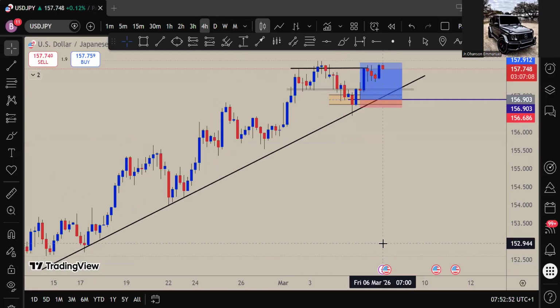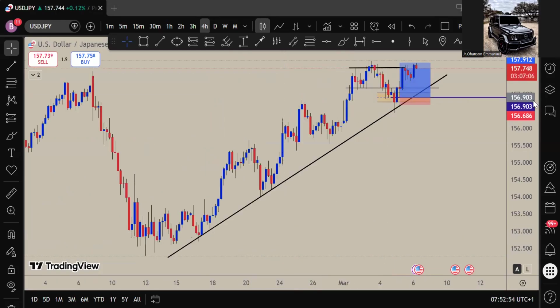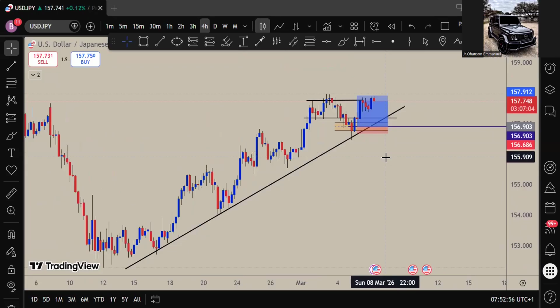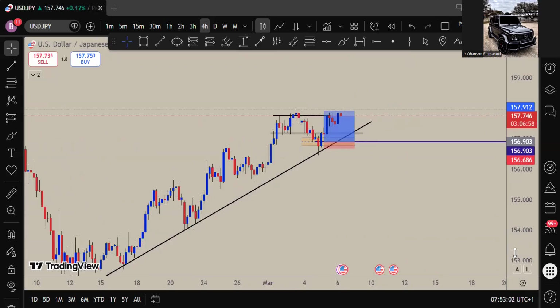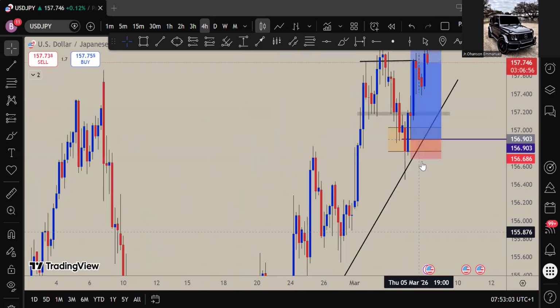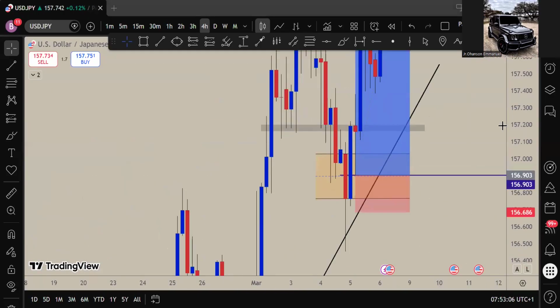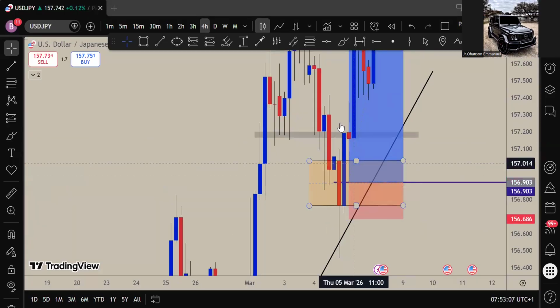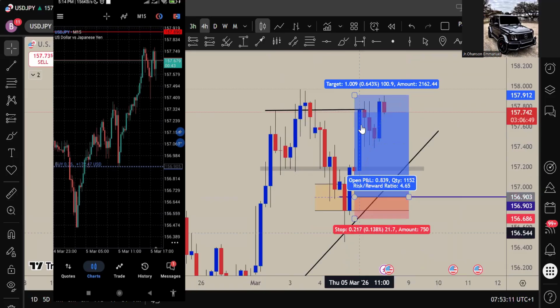What's up, traders? As you can see, the trade in our previous video, the trade that I dropped on USDJPY, ended up playing out so perfectly. You can see what we have here. I mapped out this level, and you can see the market came there, clicked on it, and now it went up.